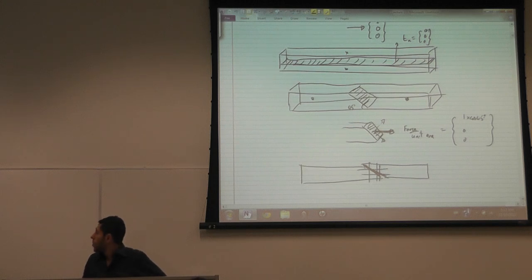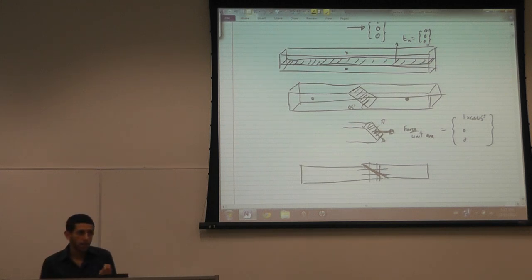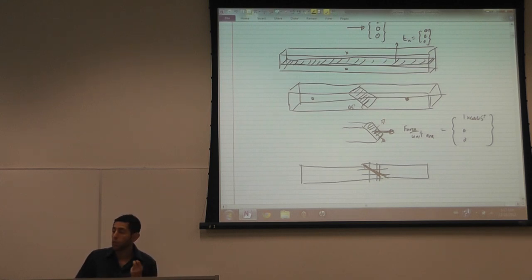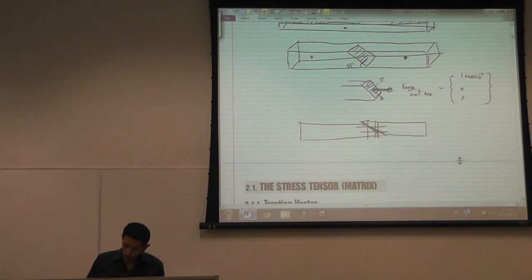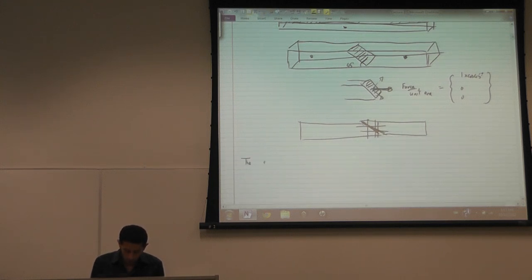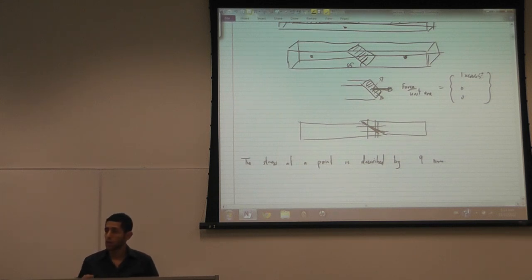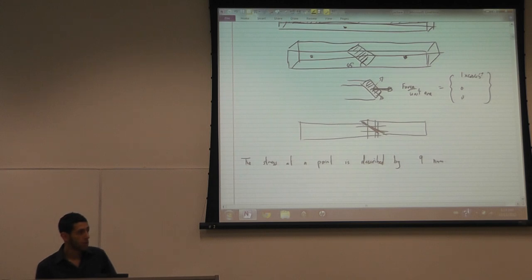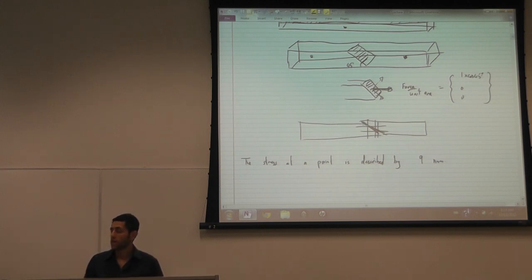So what we said is I cannot say, I have to ask you for a plane, and then you can tell me what the force acting on this plane is. And that is the function of the stress matrix. So the stress at a point is described by nine numbers. Maybe a lot of them are zeros, but if I ask you about the stress at a point, you can't just give me one number. You can't just pick any force divided by any area and say, here's the stress. You have to give me nine numbers.